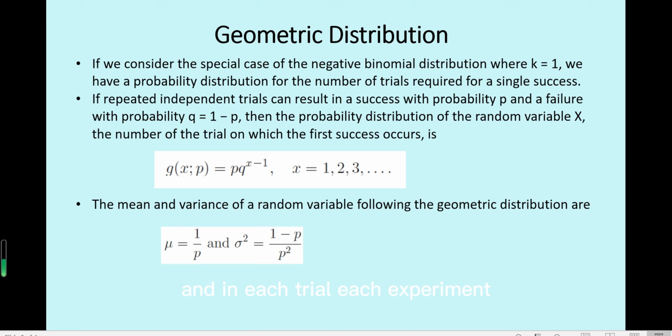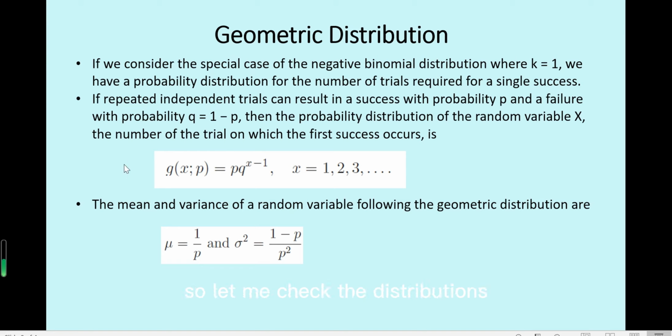In each trial, there is a constant success rate called P. So the experiment situation is exactly the same for the geometric, negative binomial and binomial distributions. They are the same because they have the same constant success rate P, and they are also so-called repeated experiments.